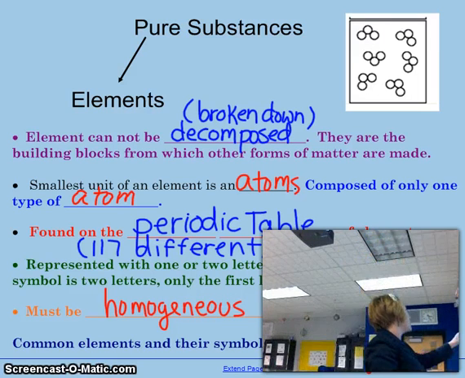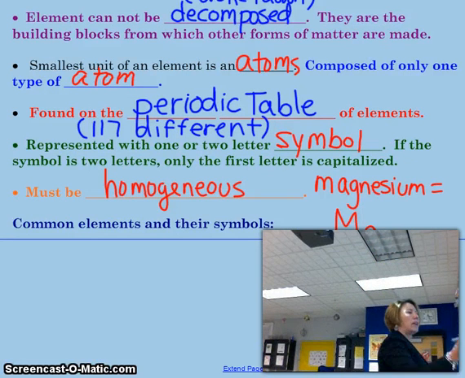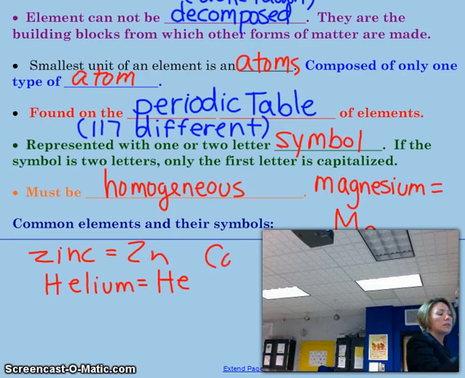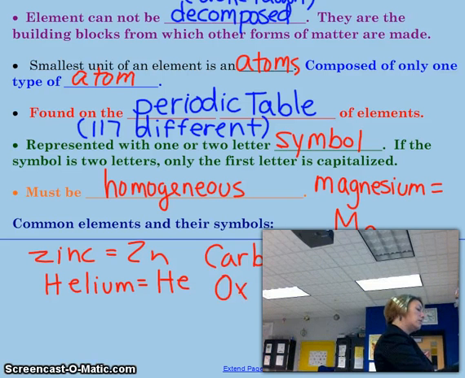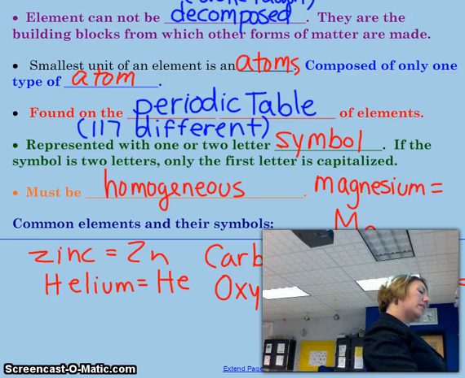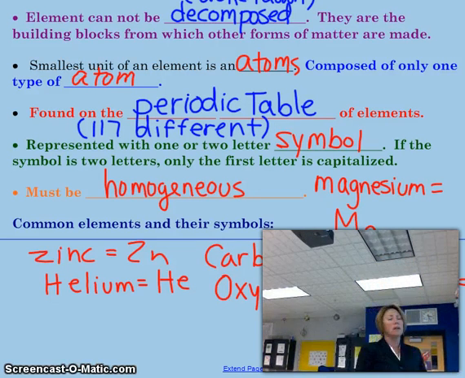And some common elements and their symbols, I'll just list a couple. I gave you magnesium, we'll list zinc, helium, carbon, oxygen, fluorine. There are a lot of elements. Again, I'm not going to list all those elements, but just to give you an idea, those are a few. Okay? Simplest form of matter, cannot be broken down.